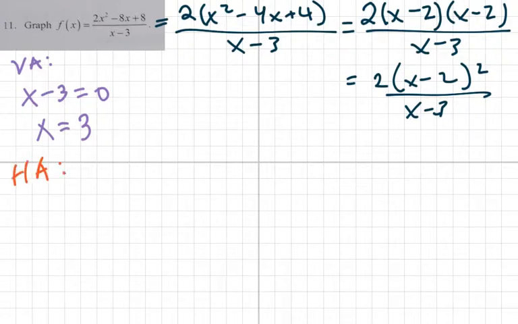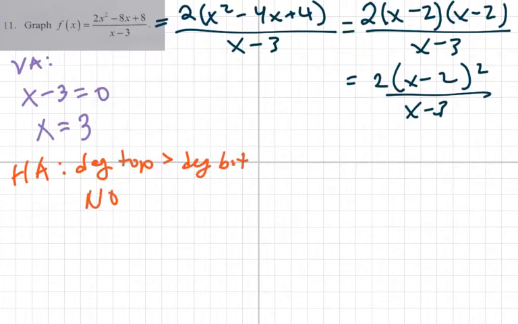But look, remember from earlier, if the degree at the top is greater than the degree of the bottom, then there is no horizontal asymptote. So the degree on top is greater than the degree on the bottom. Therefore, there is no horizontal asymptote. Okay, then from here, let's look for a slant asymptote.